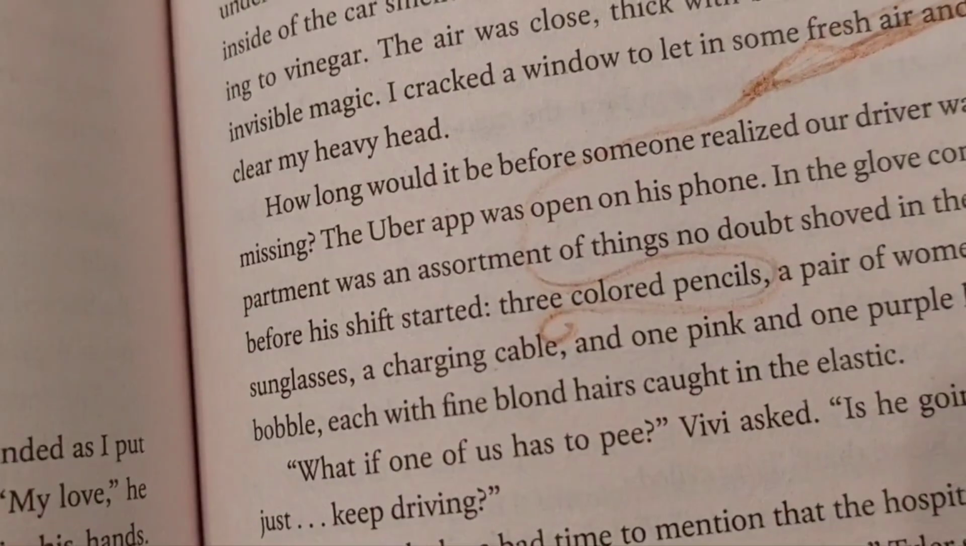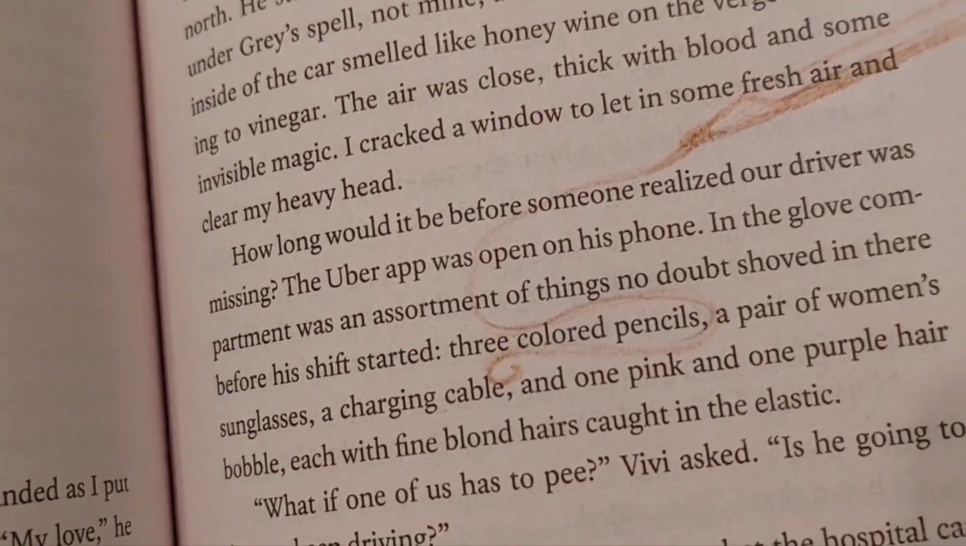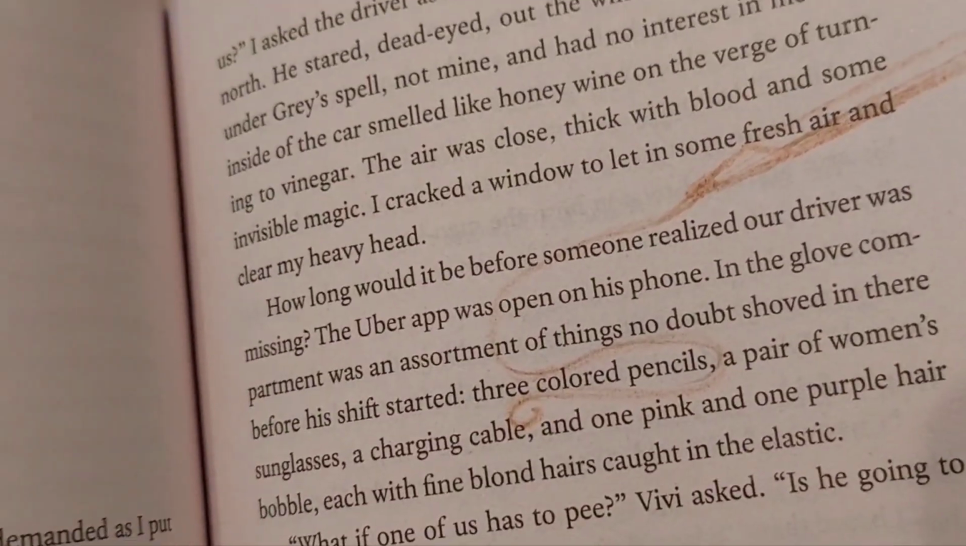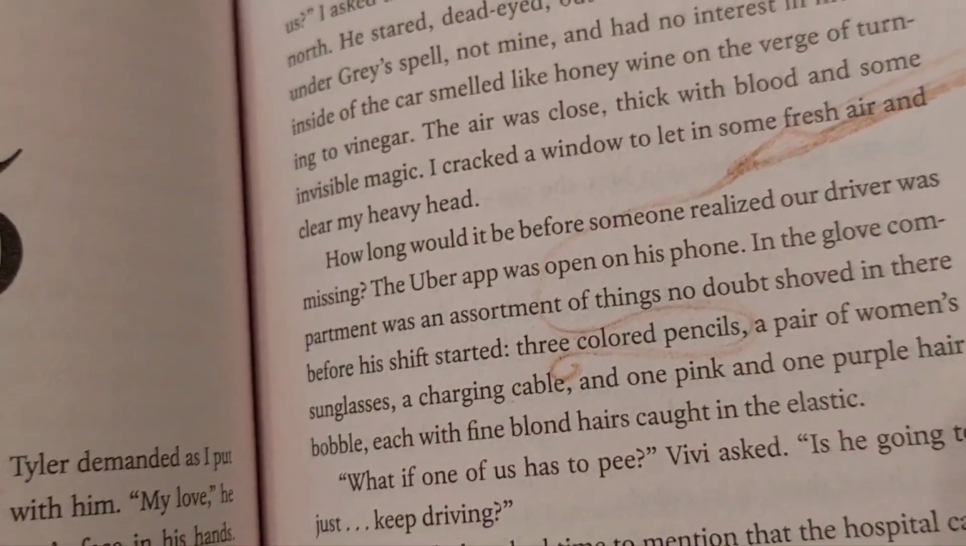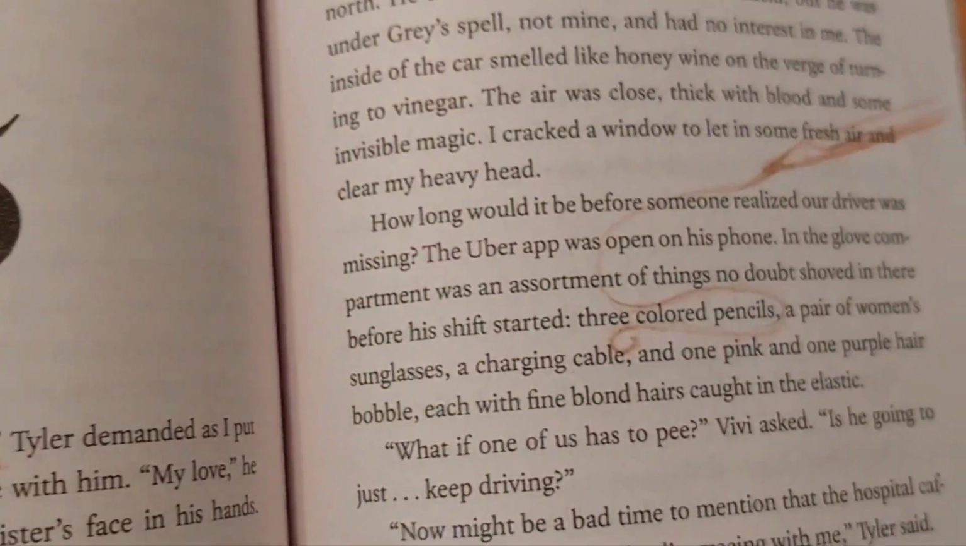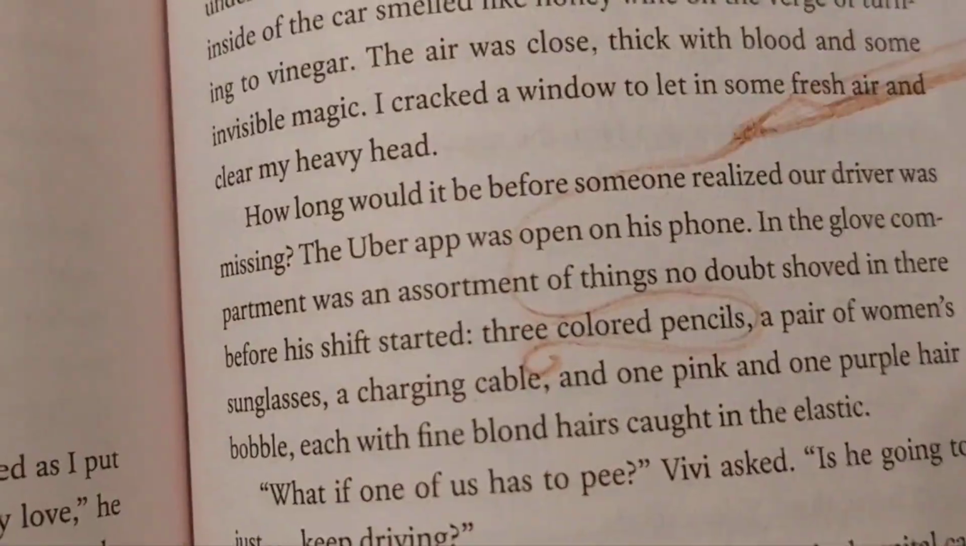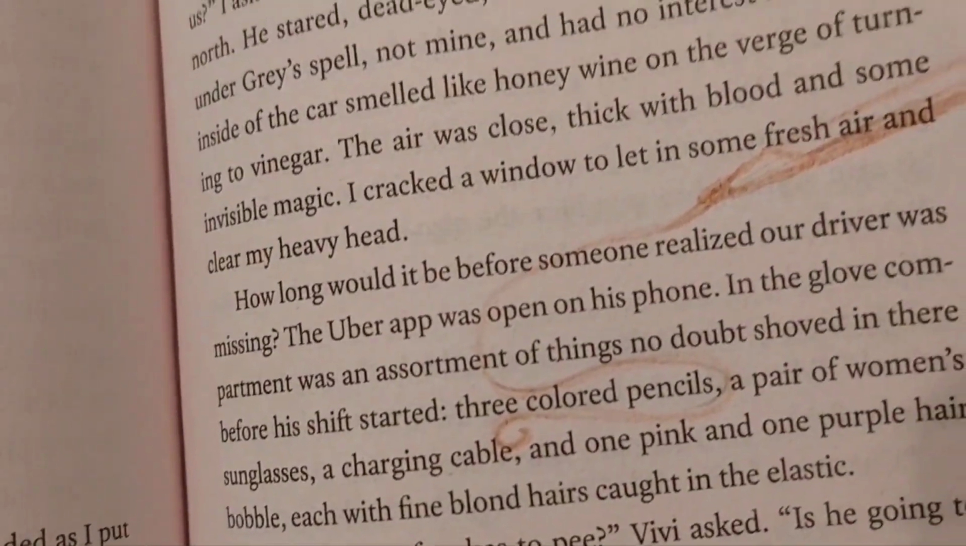Since I'm one of the first people to draw in this book, I will send it to the next person in a few days. I hope that someone will put more pencils in here, because it says 3 colored pencils, so I hope they had their own little illustrations.